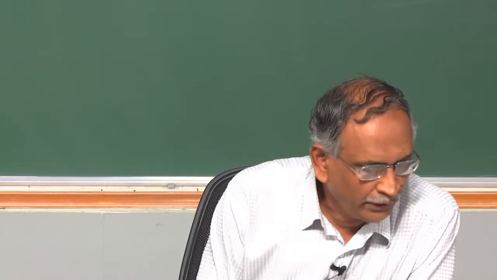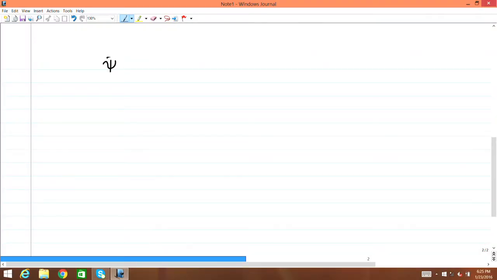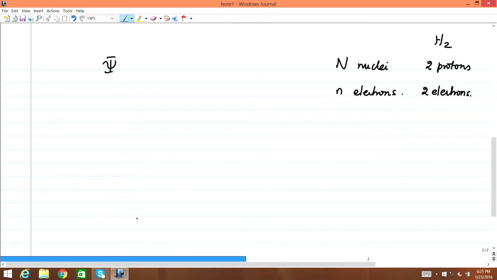Okay. So, let me write down the molecular wave function psi. It has, say, n nuclei and n electrons, some arbitrary number. So, let us do this parallelly for hydrogen molecule, 2 nuclei, that is 2 protons, and 2 electrons. If you have to do this for something like carbon 60, there are 60 carbon nuclei and 360 electrons, each carbon having 6 electrons.